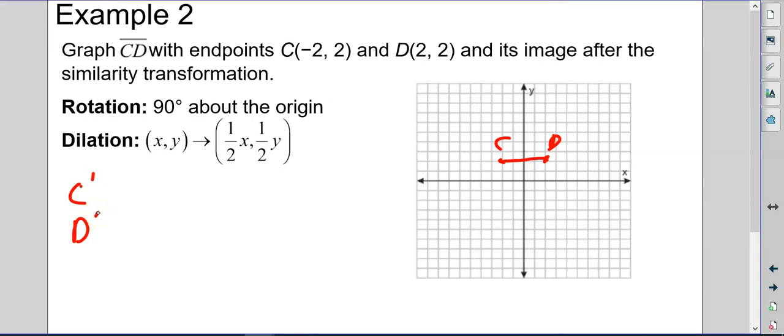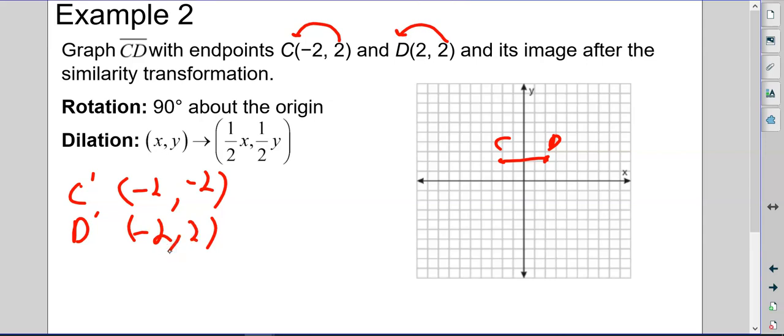Now remember, 90 degrees, we're going to flip them, change positions, and the Y is going to become negative. So this is going to come to the front and become negative 2. The negative 2 moves over here and stays the same. This again is going to move to the front and become negative, and the 2 stays the same. It just moves position. So negative 2, negative 2, and negative 2, positive 2, which is going to be a repeat right there. So there's C prime and D prime.